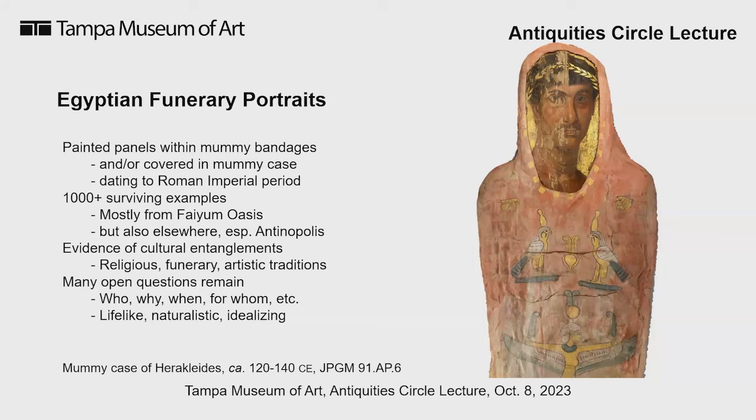But they're also from other sites, especially the site of Antinopolis, which is in the middle of Egypt. They are examples of entanglement in various ways. Religious, cultural, funerary, artistic traditions all come together in these beautiful portraits. We always want to know the answers to the basic questions like who, why, when, for whom, what's the purpose, why were they made? Most of the time, we don't really know.